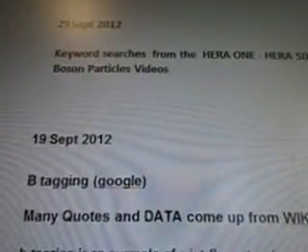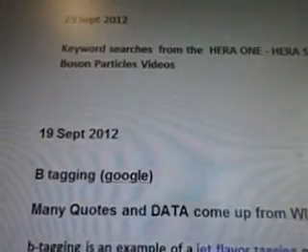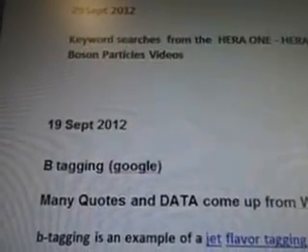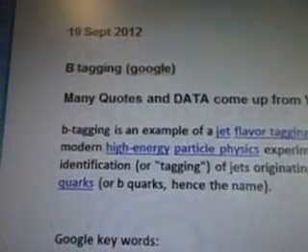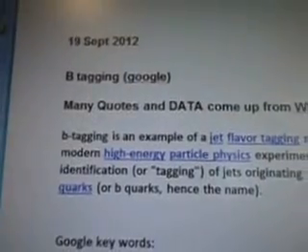So basically these are all the different keywords that came up in those videos that I didn't understand, so I'm doing the research on them to see what they mean. So September 19th, I did B tagging. Many quotes and data come up from Wiki.